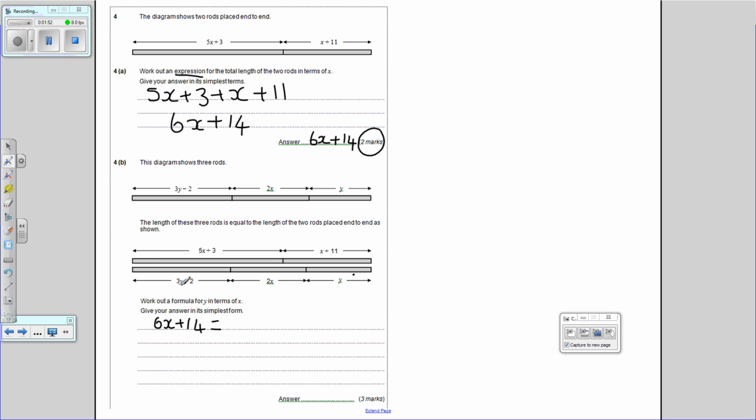And if we add those up, we'll get 3y minus 2 plus 2x plus the y. And if I just tidy that up, 3y plus a y, that's 4y, minus 2 plus 2x. So that's the length of these 3 rods, and that's equal to 6x plus 14.